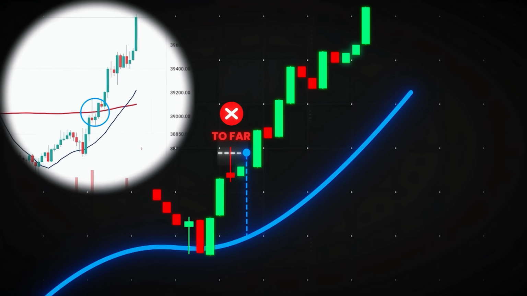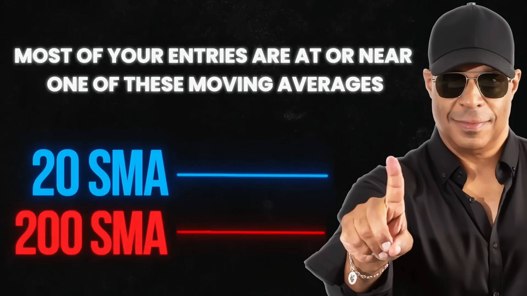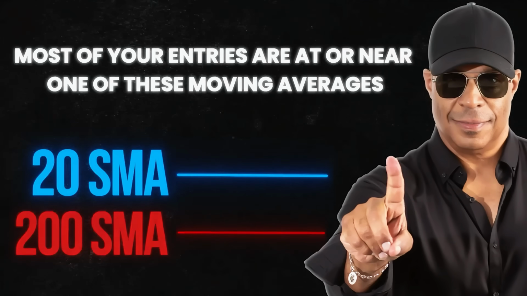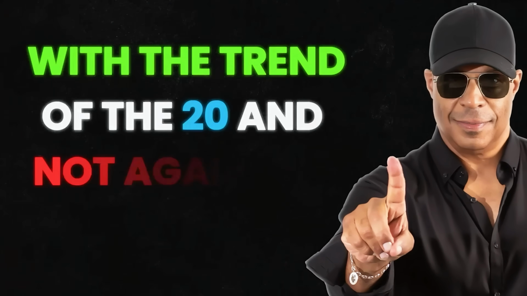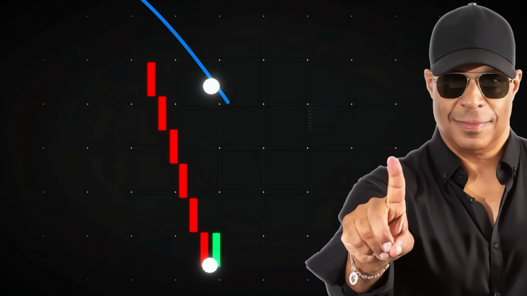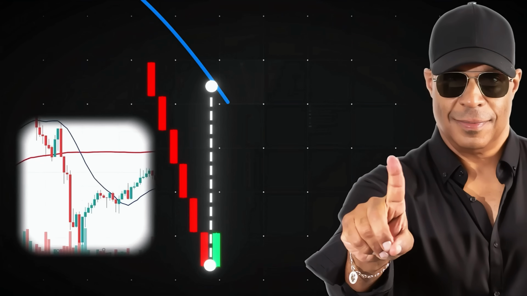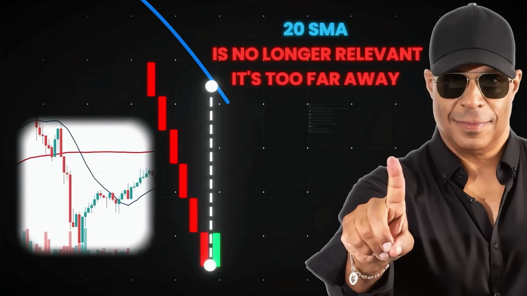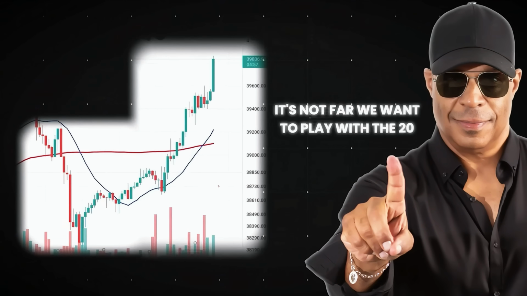These basic things based on these two moving averages: making sure most of your entries are at or near one of them, and that if you're playing near the 20, you're playing with the trend of the 20 and not against it. Unless you're far, and that's a different topic. Far means the 20 is no longer relevant. It's too far away. We want to play with the 20.